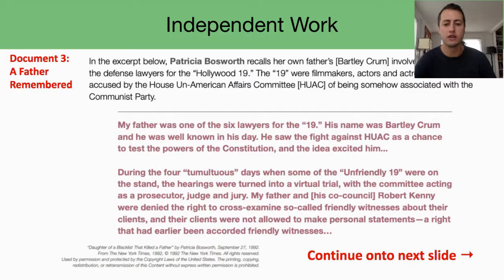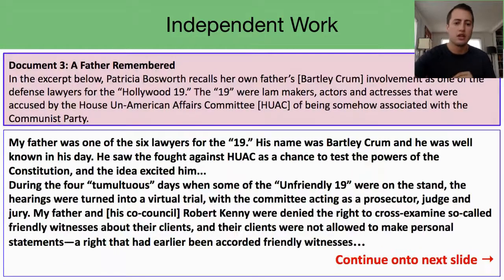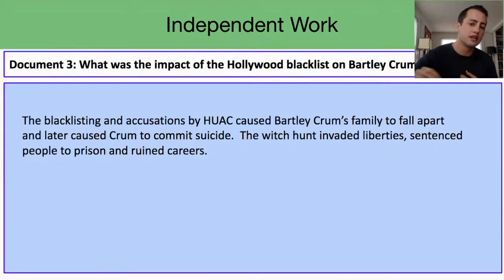And then it talks about Bartley Crum through his daughter, Patricia Bosworth. Bartley Crum was part of the Hollywood 10. So again, you didn't mention the Hollywood 10 in the slides earlier, but it is mentioned here. So if you want to add some context into that, add a bit of context into your earlier model portion of the lesson. It does discuss how the House Un-American Activities Committee had a role in blacklisting Bartley Crum and leading to his eventual suicide.